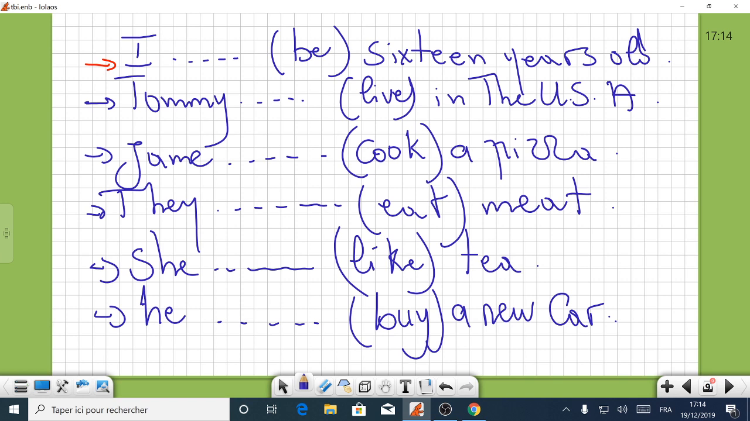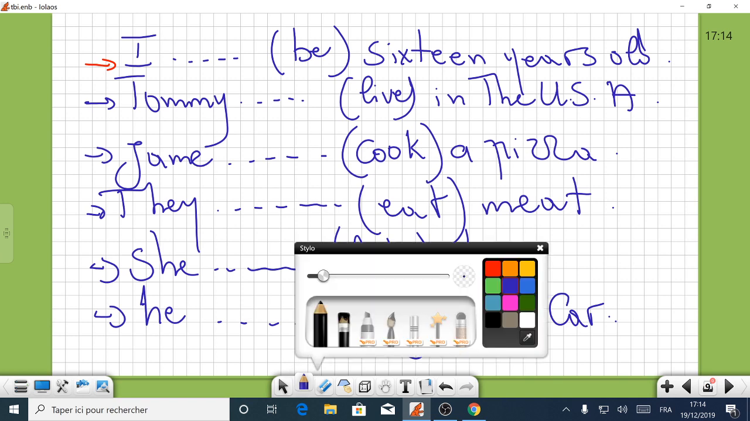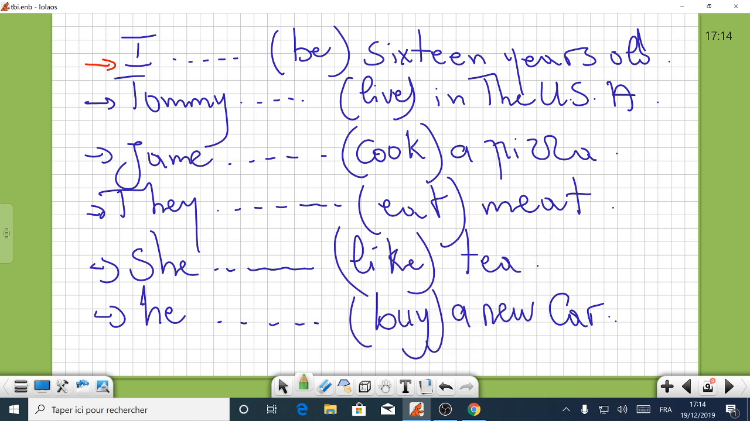Yeah, we try to do this practice all together to finish our lesson for today. Okay, we say I, 16 years old. Again, we're talking about something which is true and general and very common, so we use the present simple. So what is the present simple of to be? We have am, are or is, and of course here we have I, so we say I am. I am 16 years old.